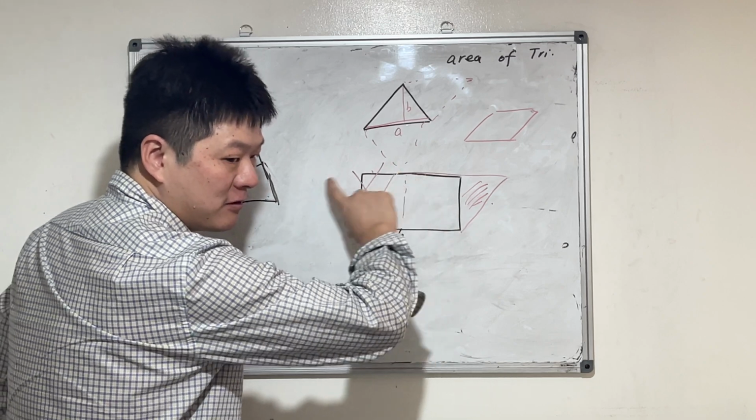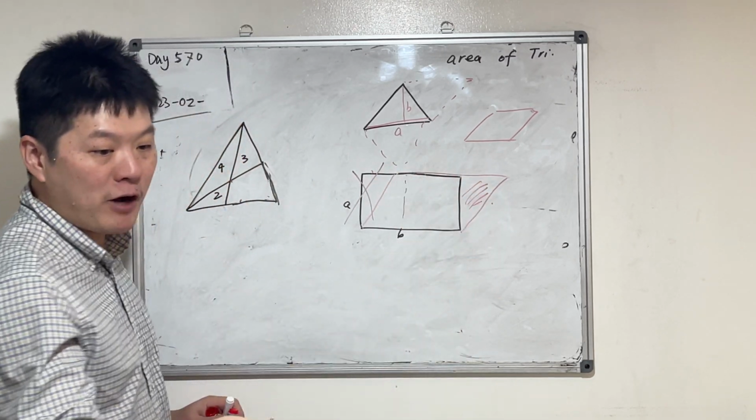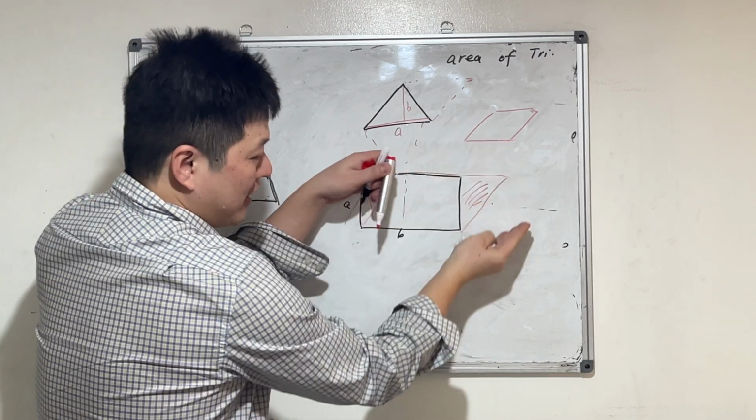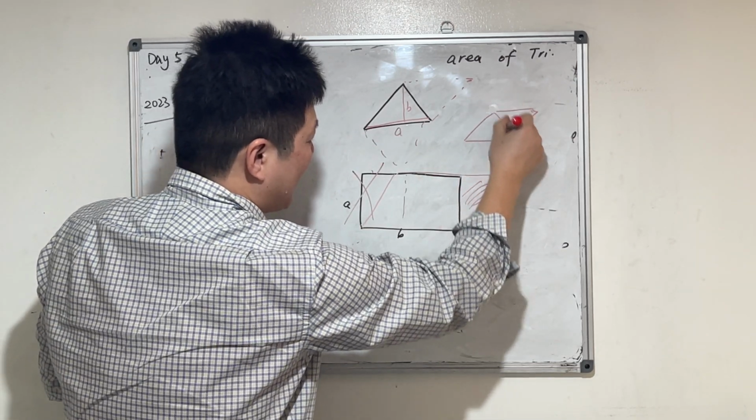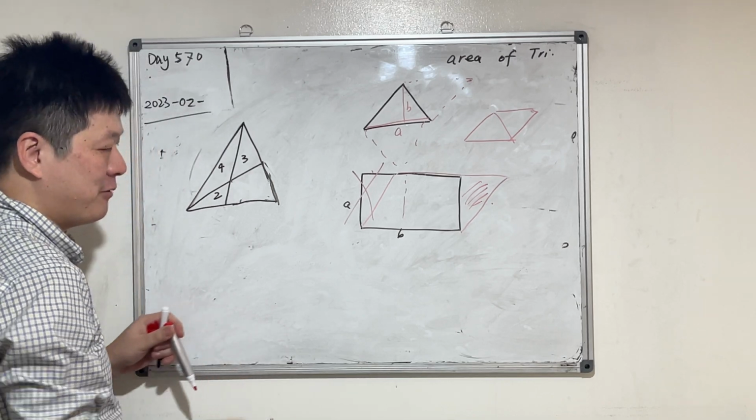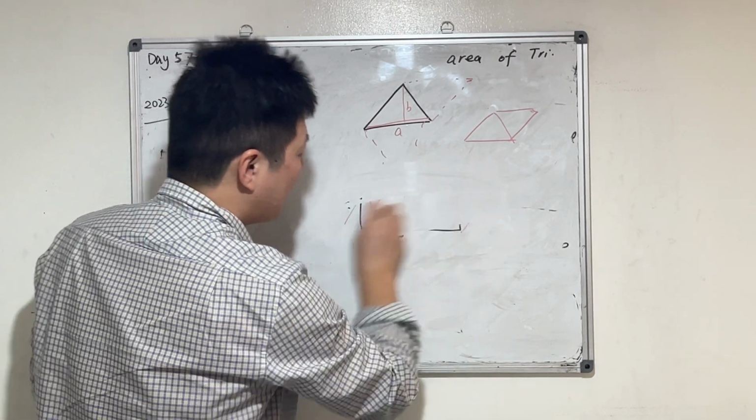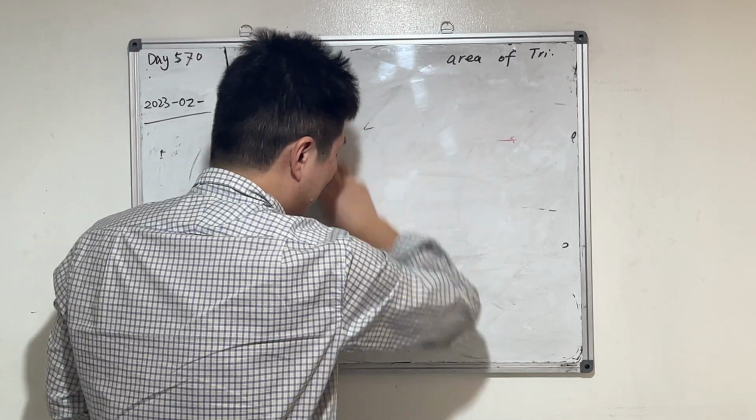So it all comes from this rectangle, right? A square is a rectangle, right? And then we cut it, and it becomes a parallelogram. For a parallelogram, we can cut it in half, then it's a triangle, right? That's how we get it. Okay, so that's the basic idea.